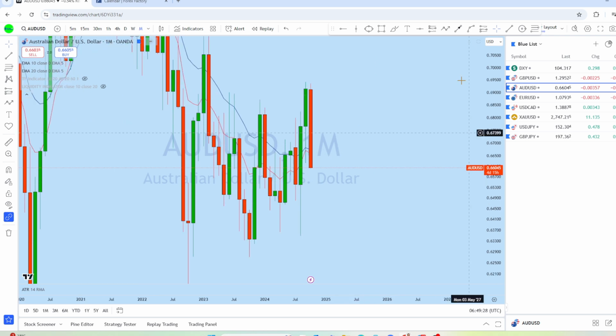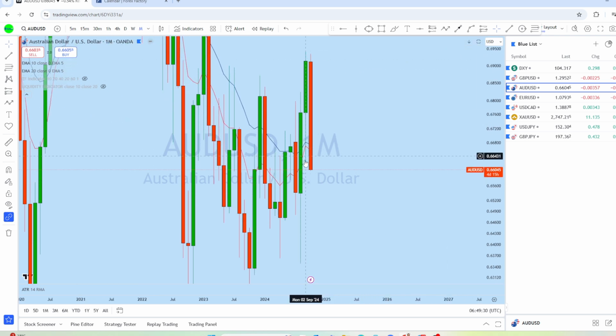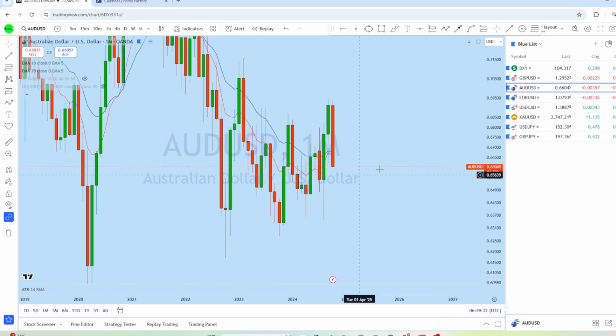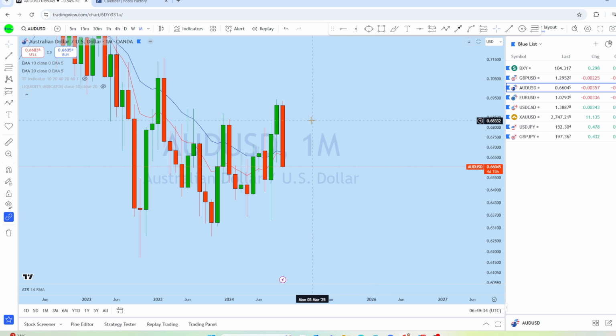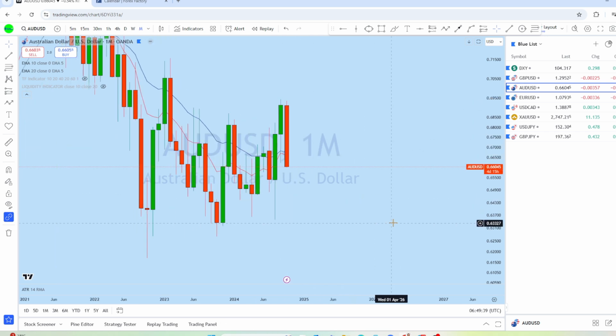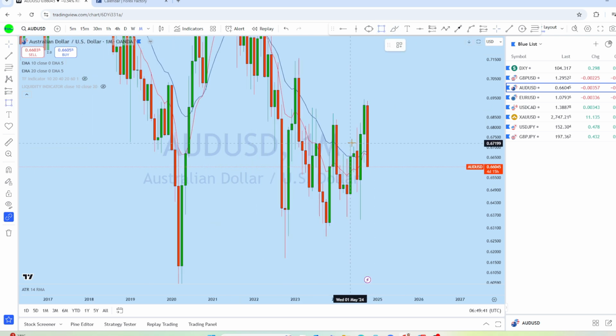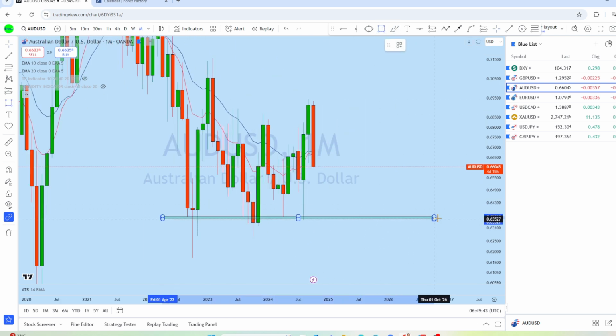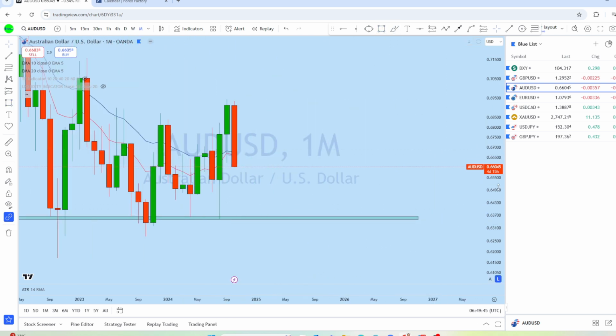This is the monthly candle. We can see that it's a full body red candle, having huge volume in it, and as it has a very strong breakdown, we may see that AUD USD is now coming back to the support level for the long-term picture.